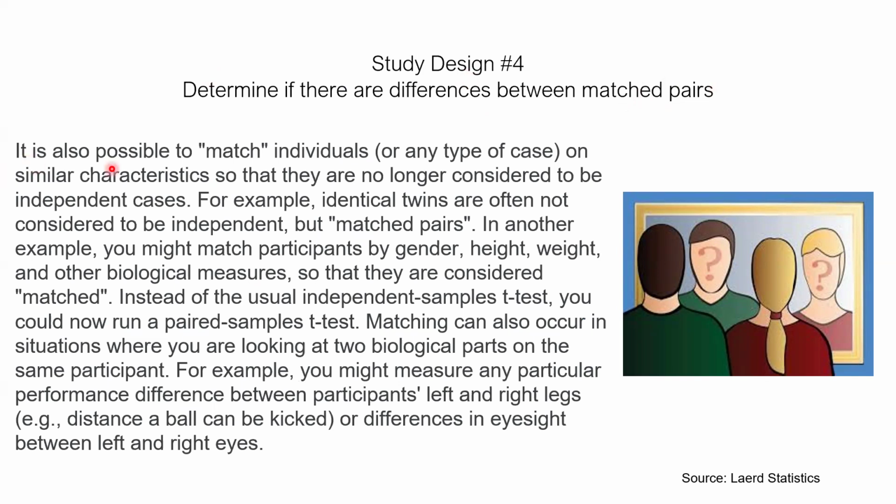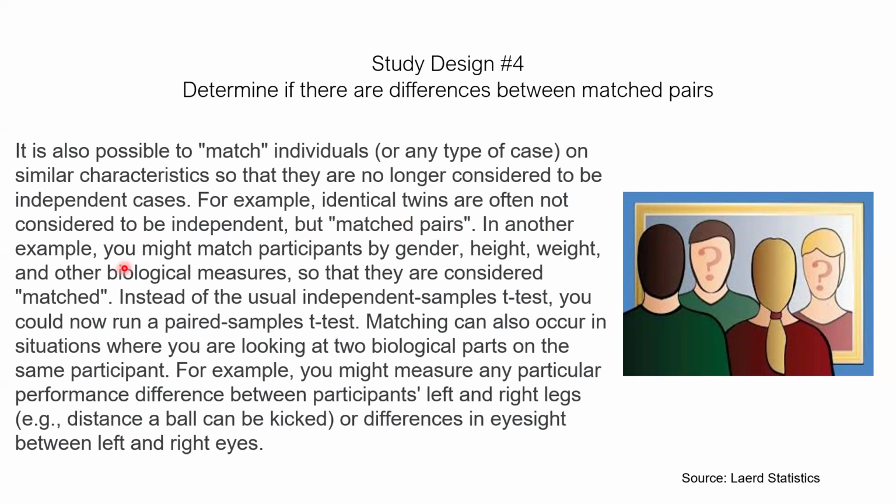It is also possible to match individuals or any type of case on similar characteristics so that they are no longer considered to be independent cases. For example, identical twins are not often considered to be independent. Okay, so they're not different. So what the statement would indicate. However, they are matched pairs.